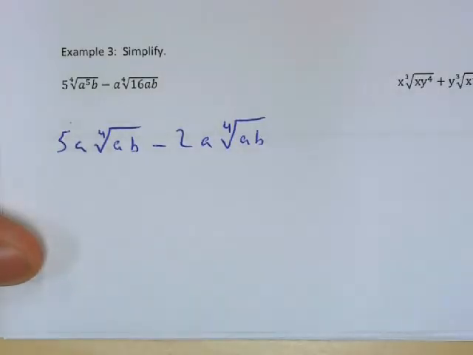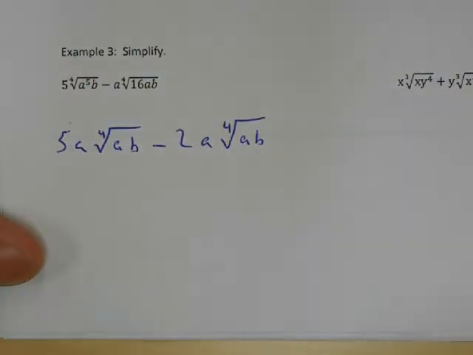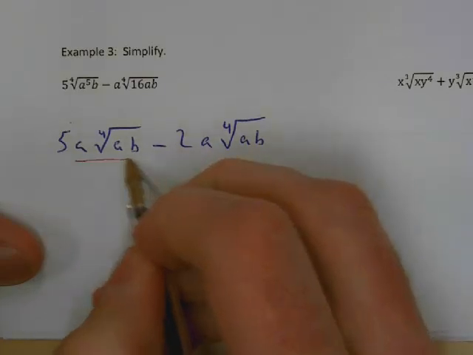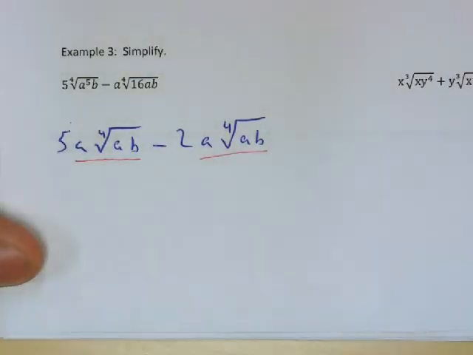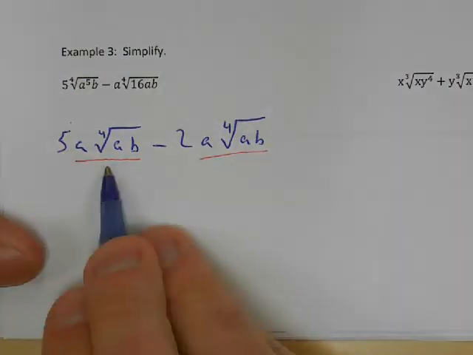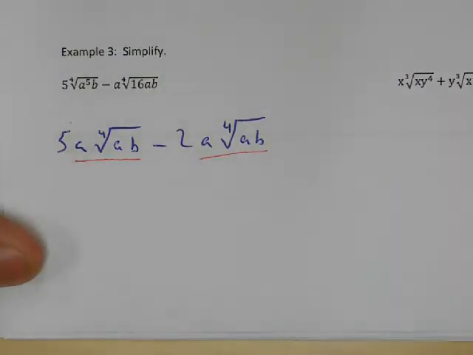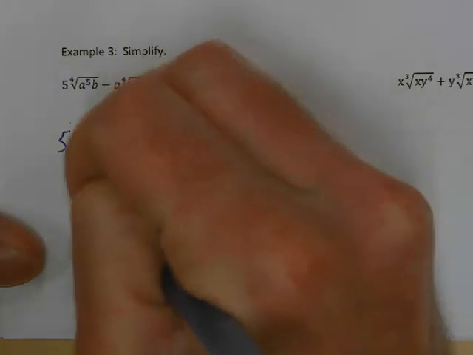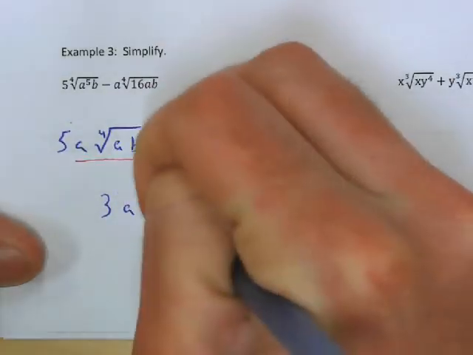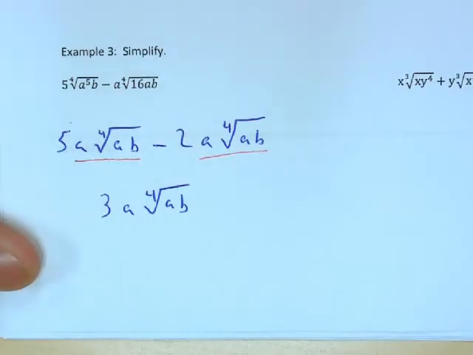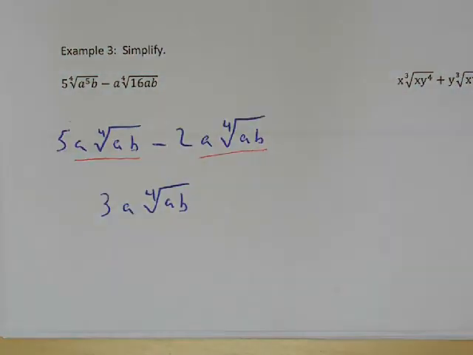Okay, now look at our problem. Is whatever comes after the number the same? I've got a times the fourth root of ab and a times the fourth root of ab. So then, yeah, these are like terms. So I've got 5 of this thing minus 2 of that thing. Well, then how many of that thing do we have? 3 of that thing, which is a times the fourth root of ab. And then that's my answer. Okay.